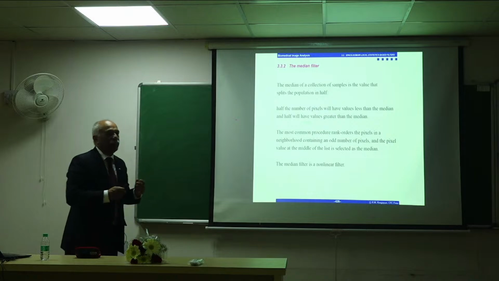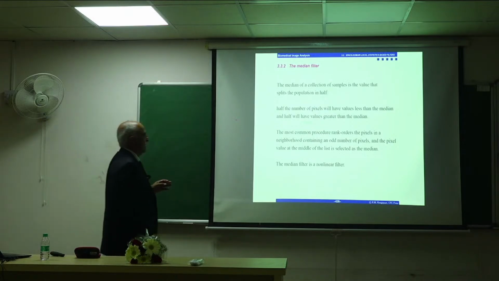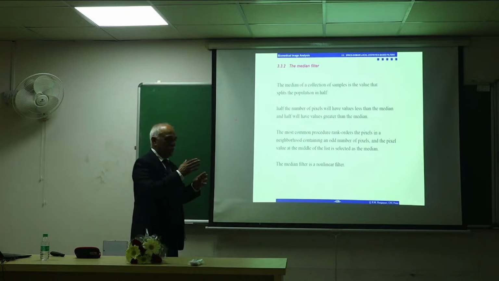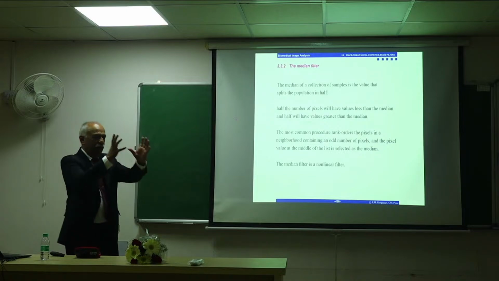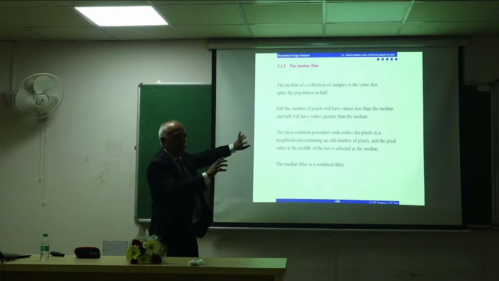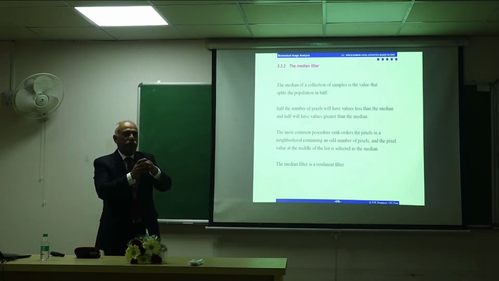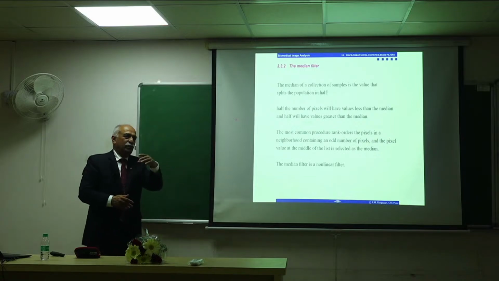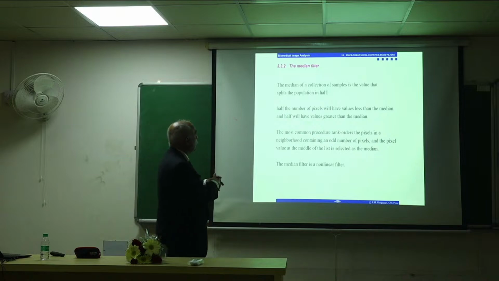The median filter may do better. The median is a sample that splits the values of the population you have in half. So you have a bunch of pixel values from a neighborhood, 3 by 3, 5 by 5, whatever, and you take the value in the middle of that distribution so that there are half the number of pixels on one side and half on the other side. That's the median.